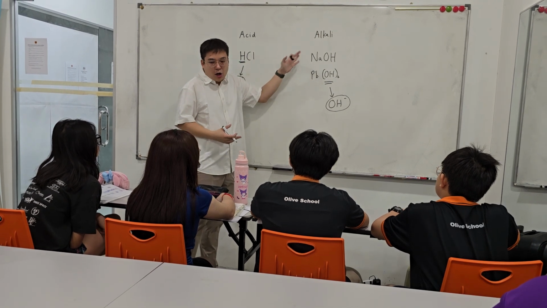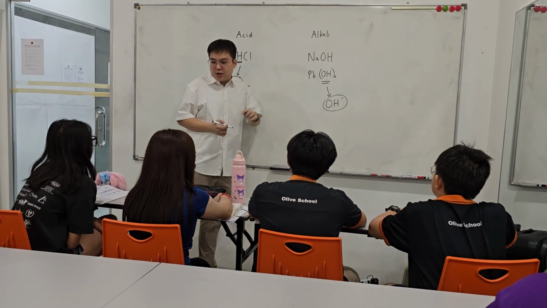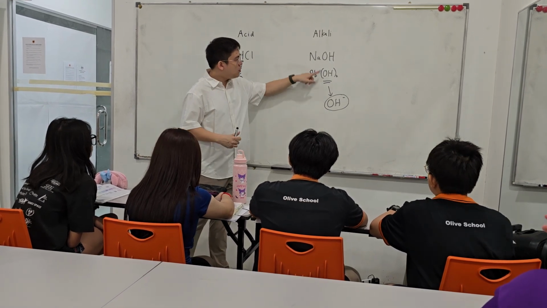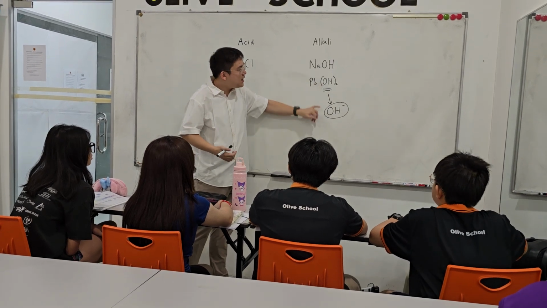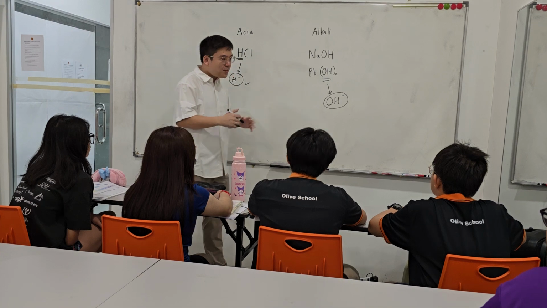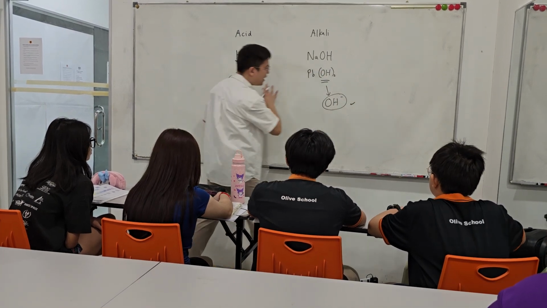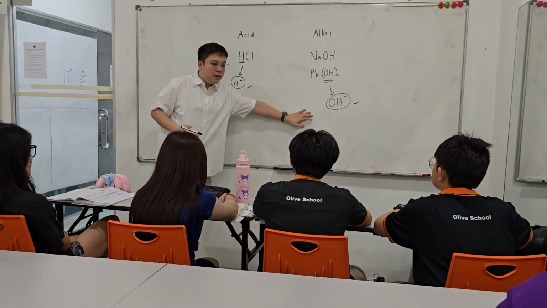Okay, and for alkali, right, here there's two examples. What do they have in common? What's the same thing? Hydroxide, OH. Yes or no? So this hydroxide, OH, okay, yeah, that's basically what alkali have. It has to have OH minus, what we call hydroxide. Okay, everyone clear?